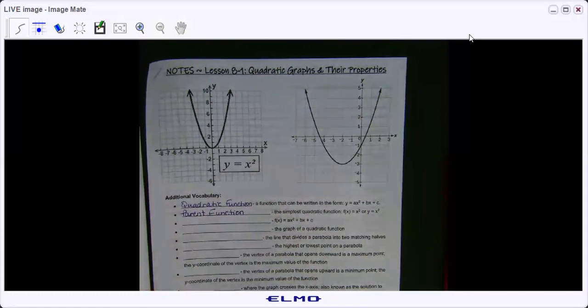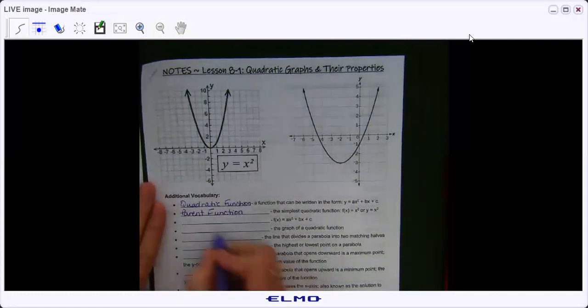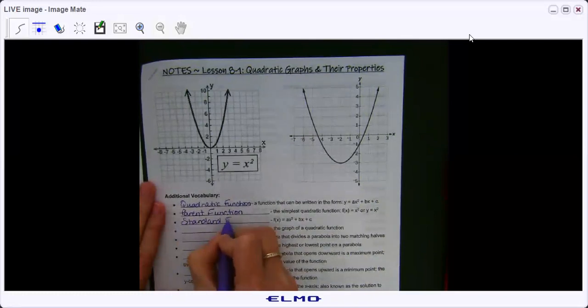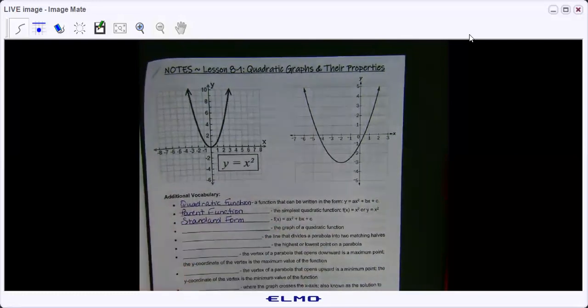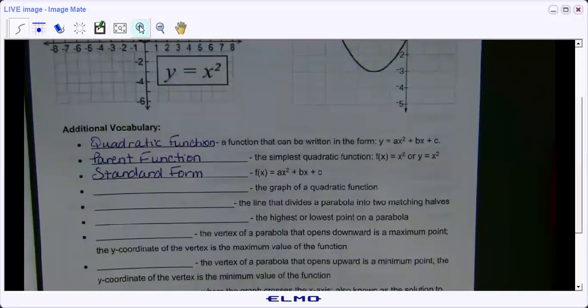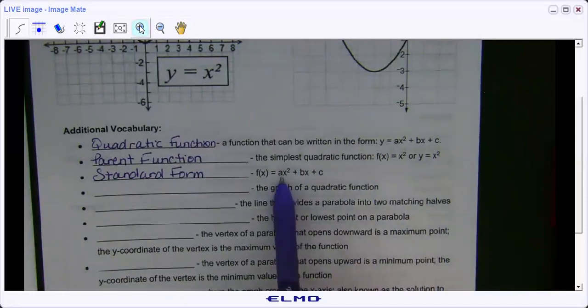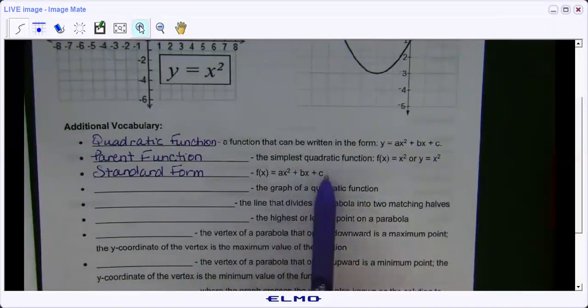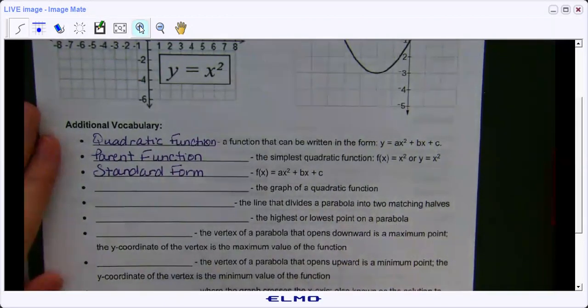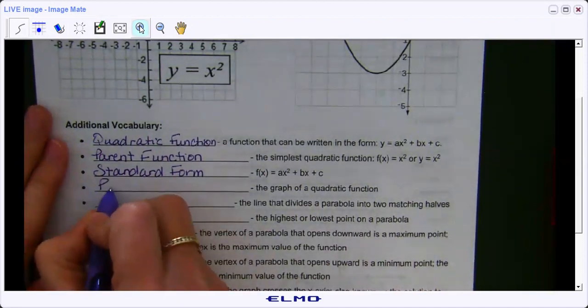All right. The standard form of a quadratic function is written as ax squared plus bx plus c. Okay, so this would be the correct way to write it. Now, when I talk about your A, your B, and your C, I'm talking about the coefficient in front of your x squared, the coefficient in front of your x, and then your constant c. The graph of a quadratic function is called a parabola.